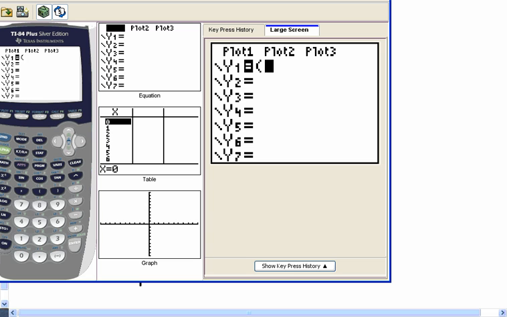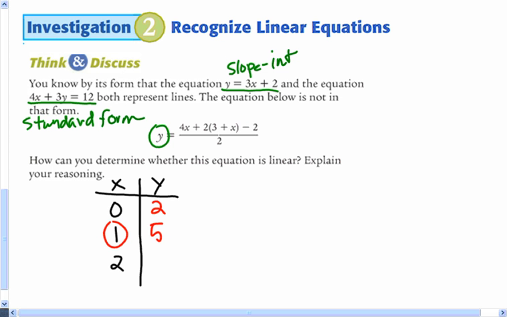So, 4 times x, plus 2 times the quantity 3 plus x, minus 2. Then I have to close off the parentheses that represent the other side of the numerator, and divide the whole thing by 2. Let me go back and check to make sure I did that right. I think I got it right.